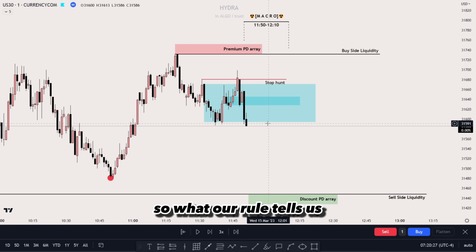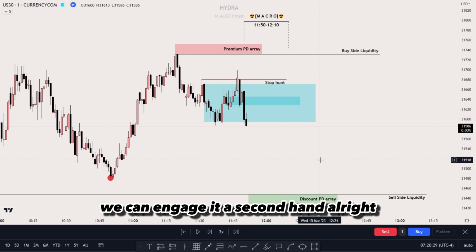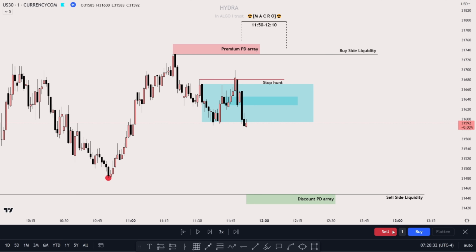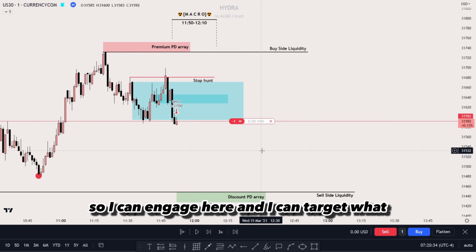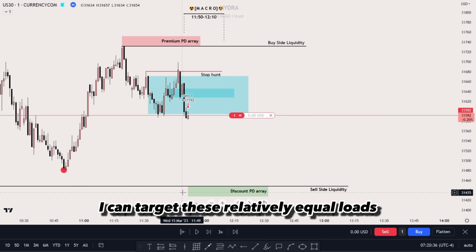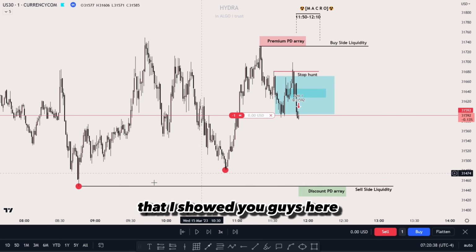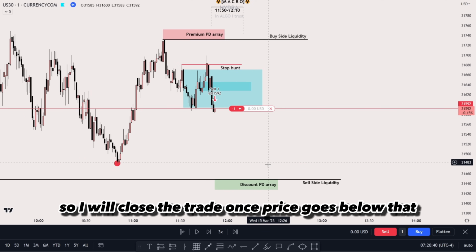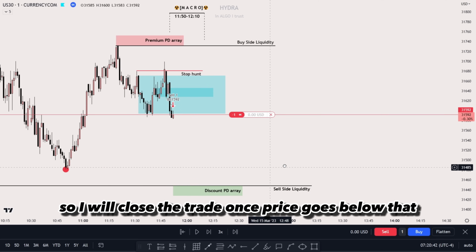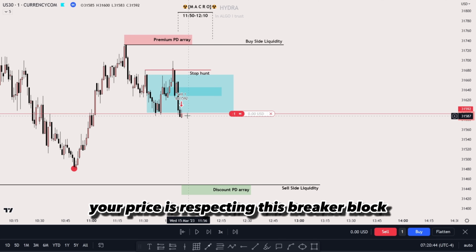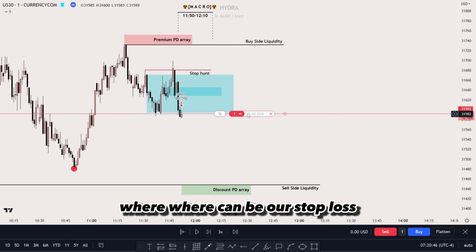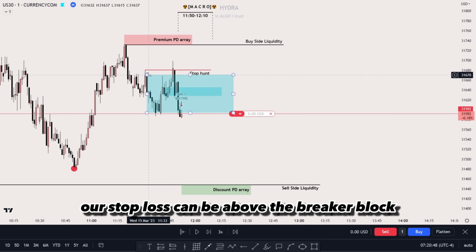So what our rule tells us, we can engage at the second candle, right? So I can engage here and I can target what? I can target these relatively equal lows that I showed you guys here. So I will close the trade once price goes below that. So let's see now if price is respecting this breaker block. Where can our stop loss be? Our stop loss can be above the breaker block.